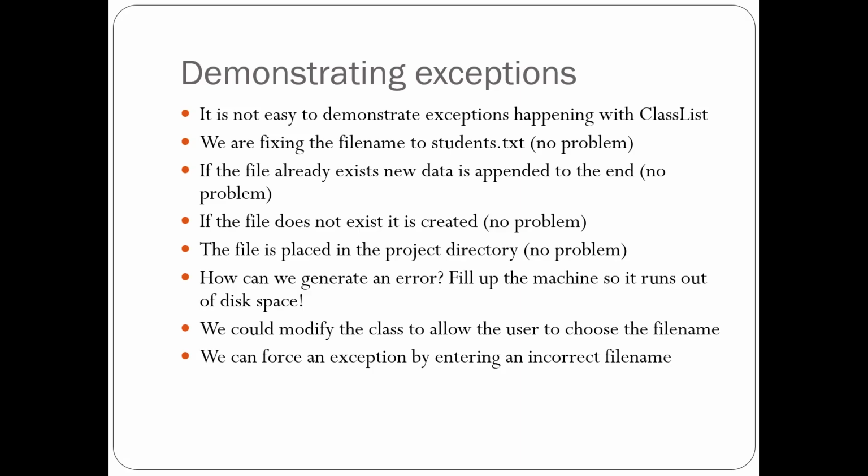We've got a fixed file name, so we know that the file will be written to if it exists. We know that if the file doesn't exist, it will create it for us. We know that if the file exists, we now know how to append data to the end, and we have the file in our own project directory. So at the minute, everything's really good for us because we don't really have any problems. So finding the ability to generate an error is actually quite difficult.